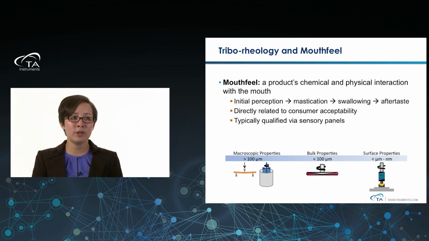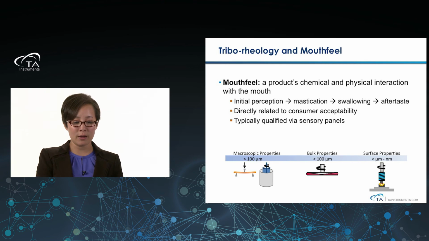Oftentimes these are qualified using sensory panels, but the question is, is there a way that we can use tribology to not necessarily get rid of sensory panels, but to maybe weed out some formulations that may fail in a sensory panel? So without having to go straight to the sensory panel, can we use tribology to kind of quantify mouthfeel or at least get some idea of what's going on?